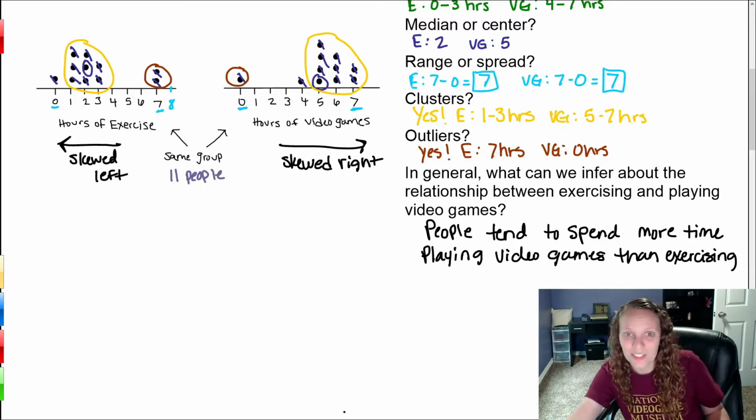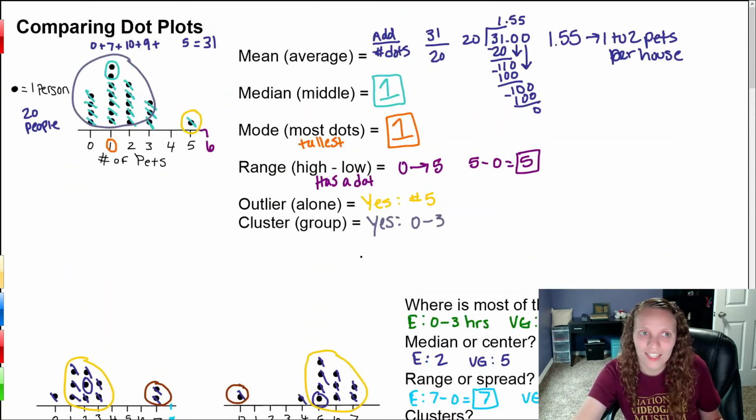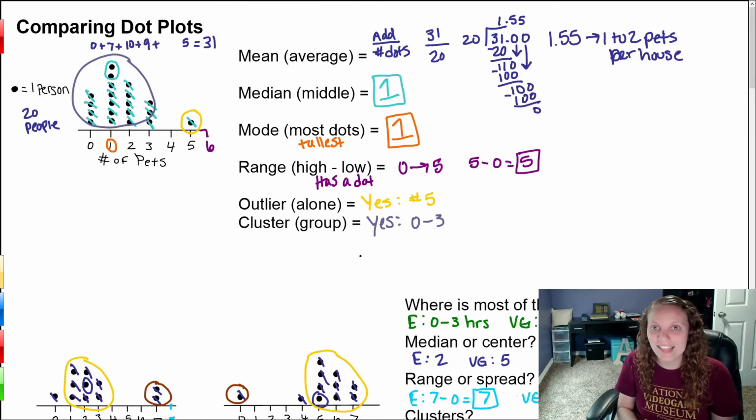Okay guys, that was kind of a quick rundown on dot plots and the types of questions that go along with dot plots. Just remember, mean is the average. Add, divide by the total dots. Median is the middle dot where you cross them off until you find the very center dot. Mode is the number with the tallest column or the most dots. Range goes from the lowest number to the highest number and we subtract. Outlier is alone, cluster is a group.